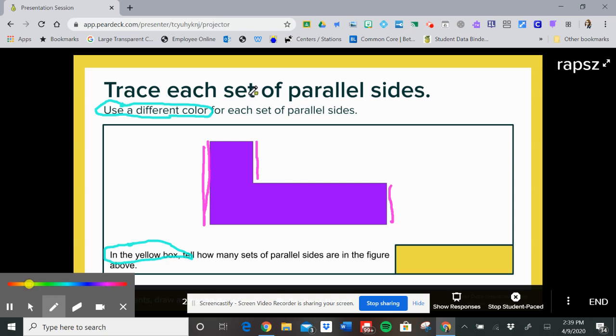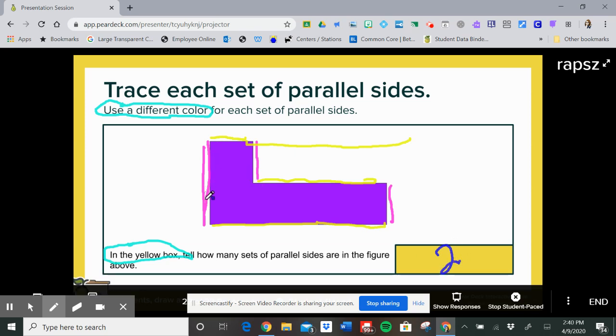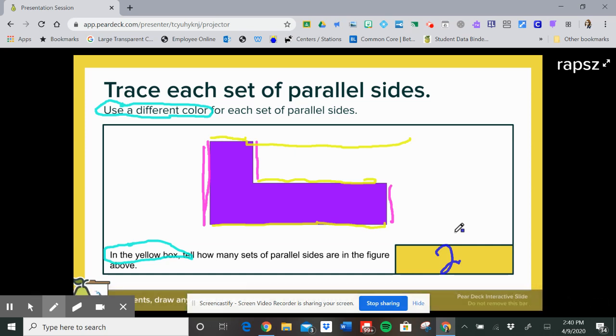And then we also had the same thing happen. This is parallel to this, which is parallel to this. And again, remember that a line can go on and on and on. So even though this ends, the line itself is still parallel to that. Now, if you did it this way, there are 2 sets of parallel sides. But most of you counted this is 1 set, and then this is 1 set, this is 1 set, and this is 1 set. So most of you said 4, and I'm perfectly fine with that. You were not incorrect at all.